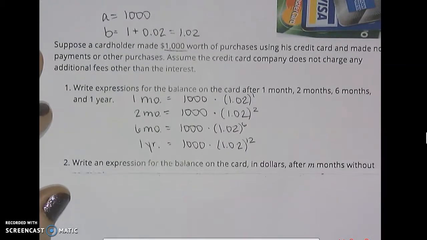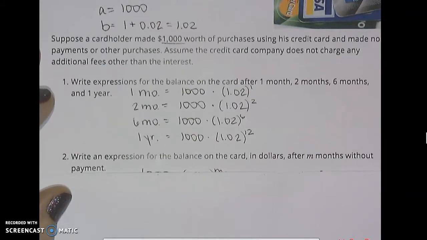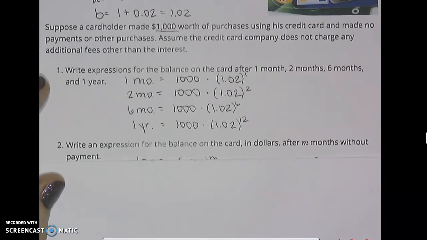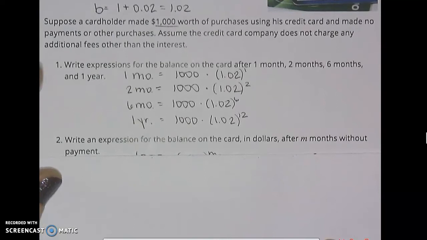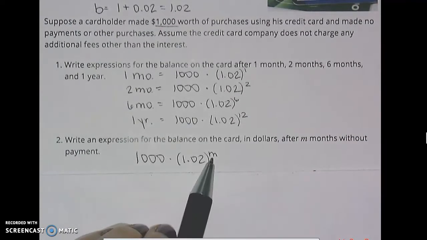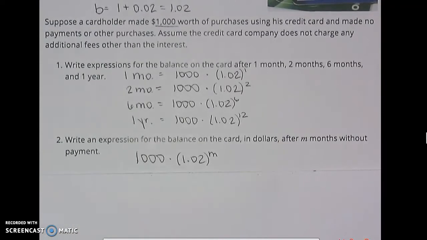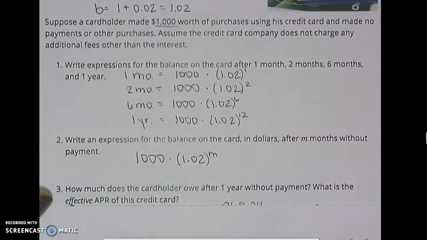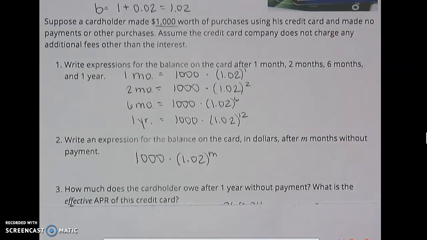It says just write expressions, so we don't have to actually calculate those things out. Okay, so what happens if we want an expression for the balance in dollars after M months without payment? So here we're just making that M be for months, whatever it was before. How much does the cardholder owe after 1 year without payment?